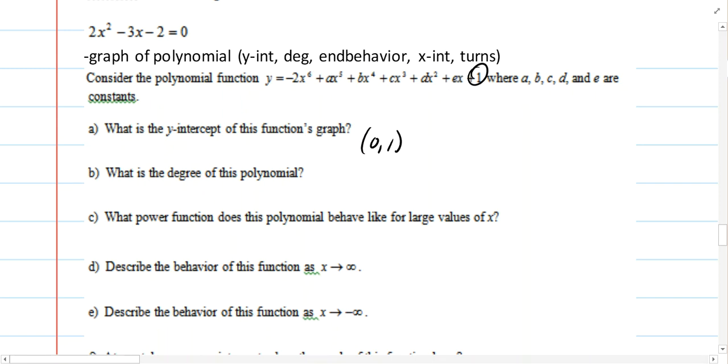What's the degree of the polynomial? Well, the degree is 6. We know that's the largest exponent, and it's generally listed at the very beginning of the polynomial, as long as we're written in standard form.